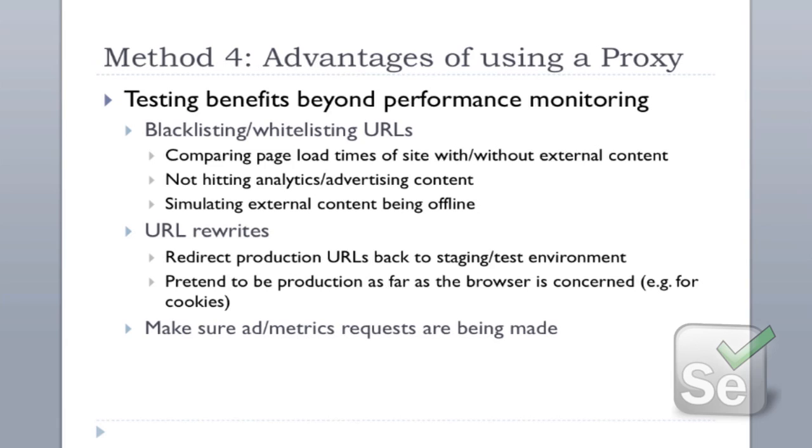In a similar vein, URL rewrites. When the proxy gets a request for a particular URL, you can rewrite that URL somewhere else. So say you're testing a staging environment and some of the URLs are still pointing to production, you can work around that by pointing them back to staging again by using this URL rewrite feature of the proxy.